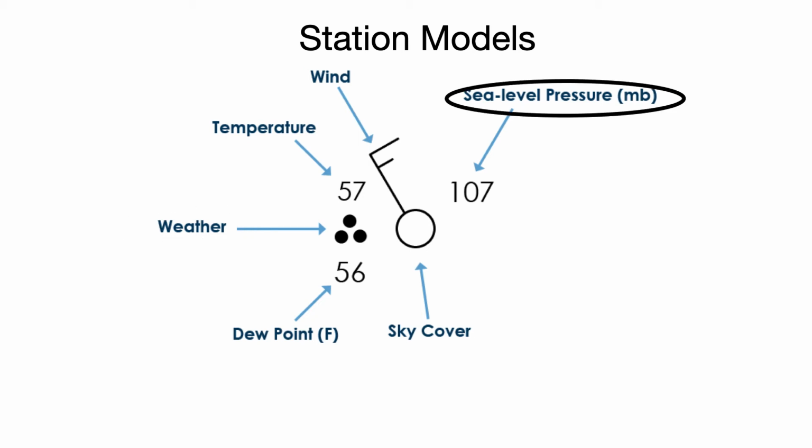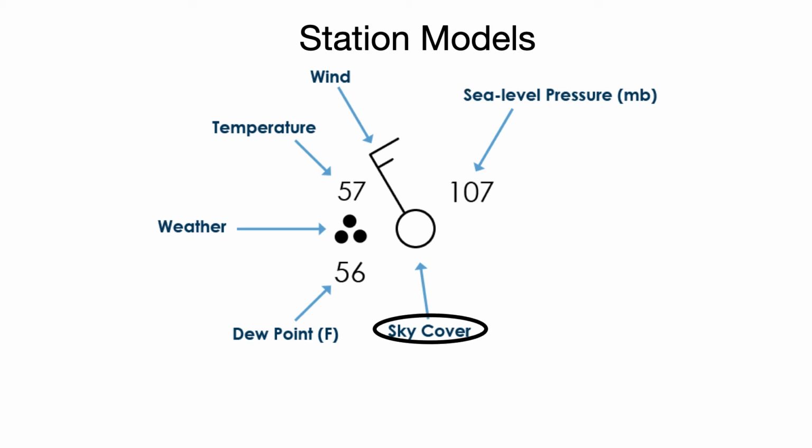The pressure will always be put in the top right corner. And sky cover, something we have not talked about, will always be where the dot is. Now, the sky cover is basically describing how much clouds there are, and the percentage of that circle that's filled in would be the percentage of the sky that is covered with clouds. Generally, it is either 0%, 25%, 50%, 75%, or 100% cloud cover.